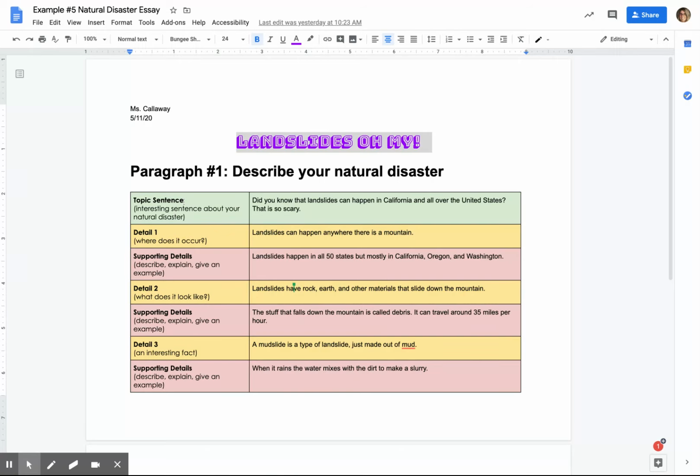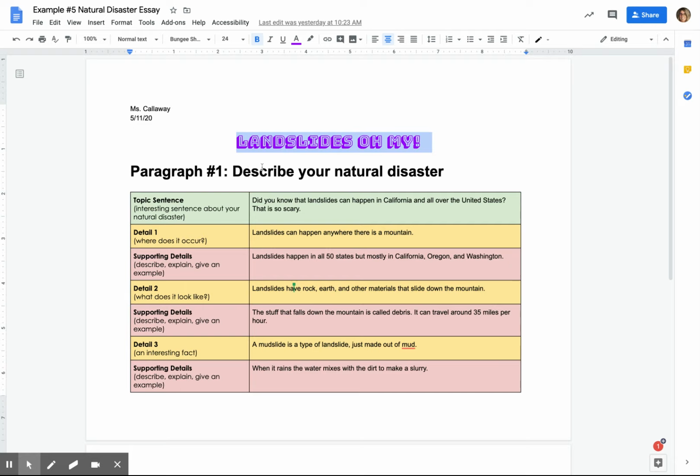There we go. Okay, now you can see it. So here's the example. I put my name here and the date. Notice how I erased what it said before. For title, I put landslides. Oh my. So just make an interesting title. You can change the font and the color.